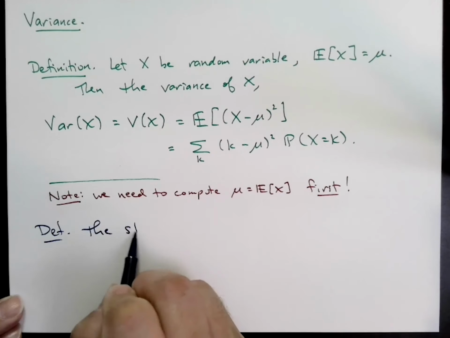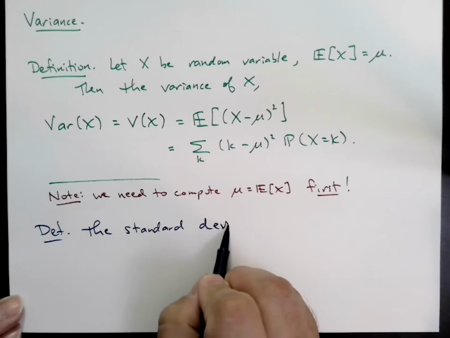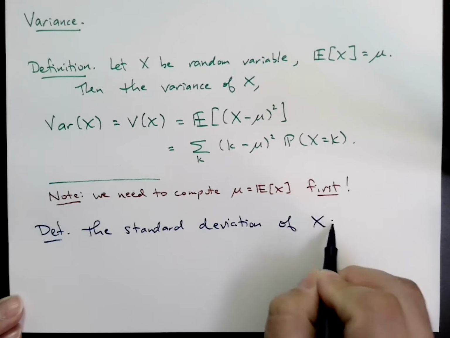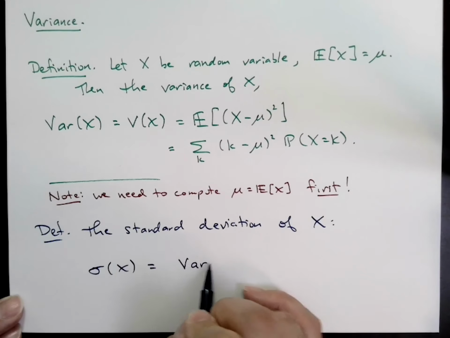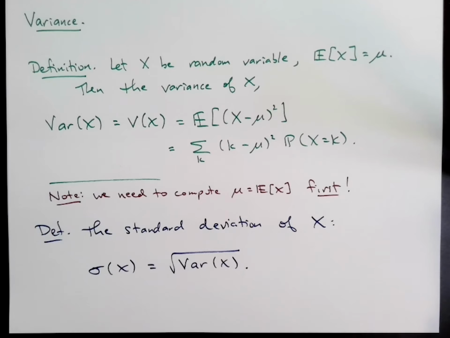We also define the standard deviation of x, denoted as sigma of x, to be the square root of the variance. Okay, in this example, we compute the variance of the value of rolling one die.